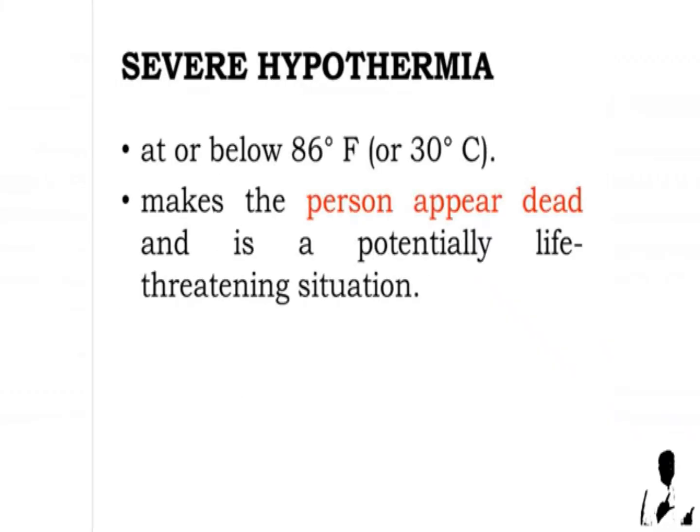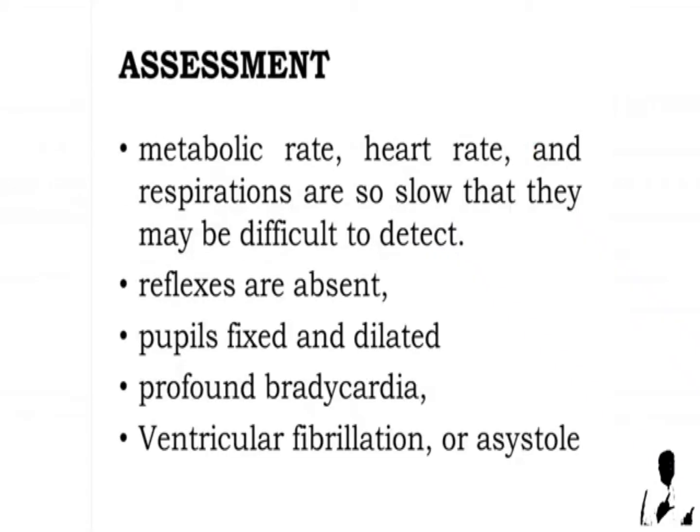Severe hypothermia. Temperature is at or below 86 degrees Fahrenheit or 30 degrees Celsius, makes the person appear dead, and is a potentially life-threatening situation. Metabolic rate, heart rate, and respirations are so slow that they may be difficult to detect. Reflexes are absent, and the pupils are fixed and dilated. Profound bradycardia, ventricular fibrillation, or asystole may be present. Every effort is made to warm the patient to at least 86 degrees Fahrenheit or 30 degrees Celsius before the person is pronounced dead.